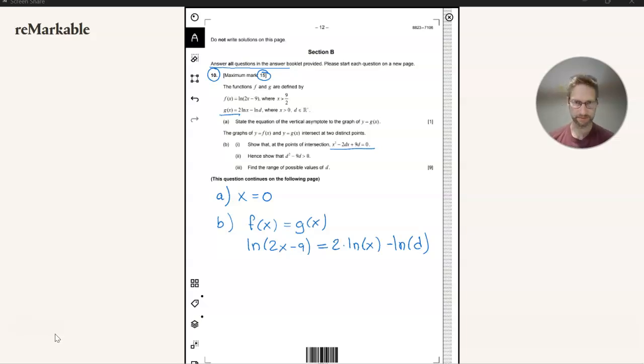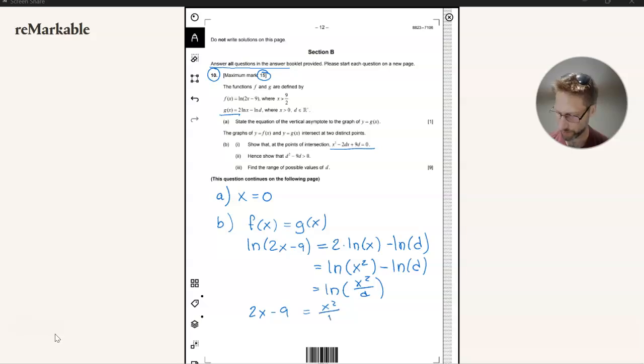One thing that we can start by thinking is that having a number 2 multiplied on a logarithm is the same as putting the 2 inside the logarithm as an exponent. So we can do this. And second, if you have 2 logarithms subtracted, that's actually the same as having a fraction inside the logarithm. So x squared over d. And this is really nice because when our 2 logarithm values are the same, it's only when the interiors are the same. So this equation is really the same as 2x minus 9 being equal to x squared over d.